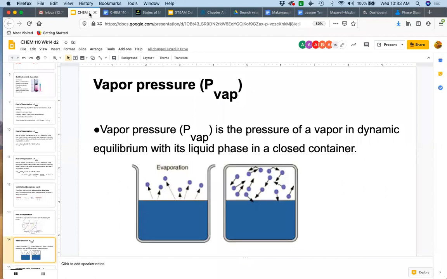Coming back to this idea of vapor pressure, if I think about the vapor in dynamic equilibrium, remember equilibrium is the exchange where the rate of exchange is the same between, say, liquid and gas. That's what vapor pressure is. It's the pressure at which liquid and gas molecules exchange at the same rate.